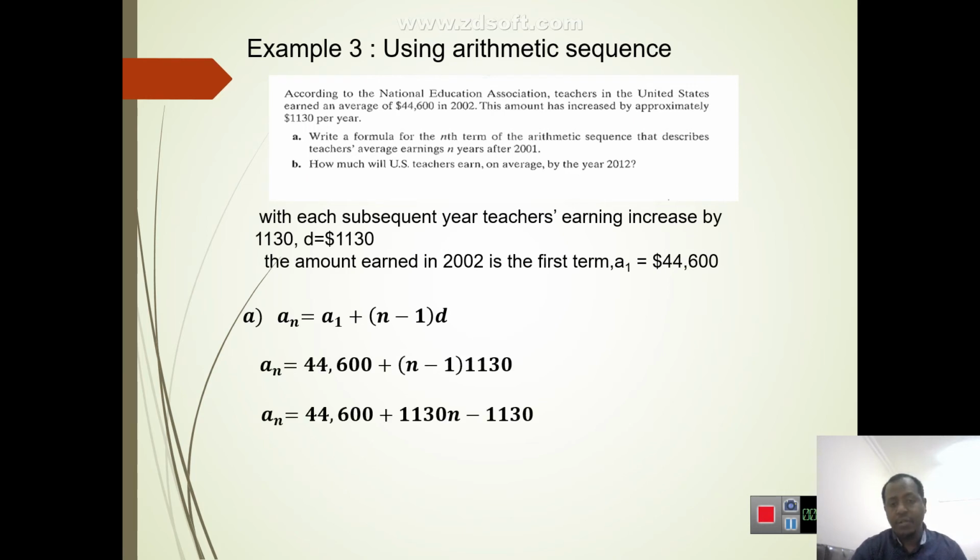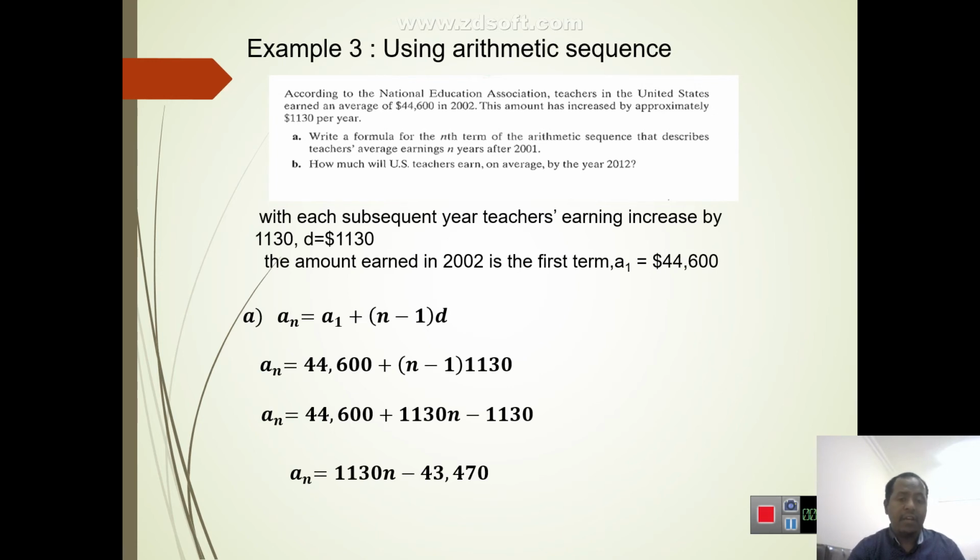So the general term will be a sub n is equal to 44,600 plus (n minus 1) times 1,130, which finally gives a sub n is equal to 1,130n plus 43,470. So this is the general formula for the given arithmetic sequence.